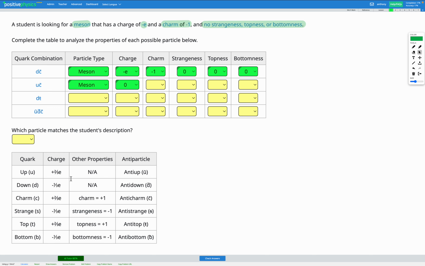Since we have an anti-charm, our charmness is again going to be -1. And then we've got no strange, top or bottom, so those are all going to be 0 for strangeness, topness, and bottomness again.